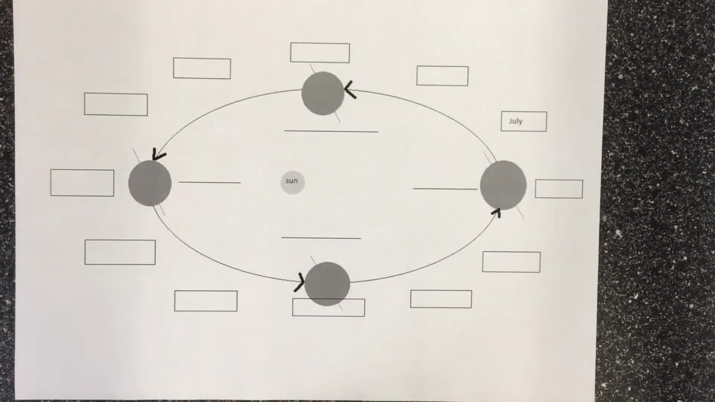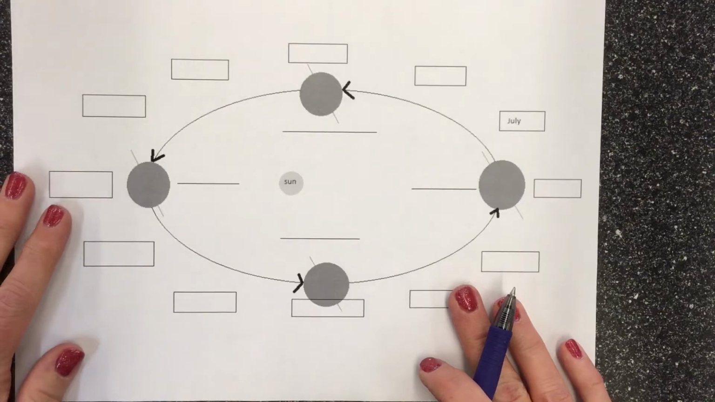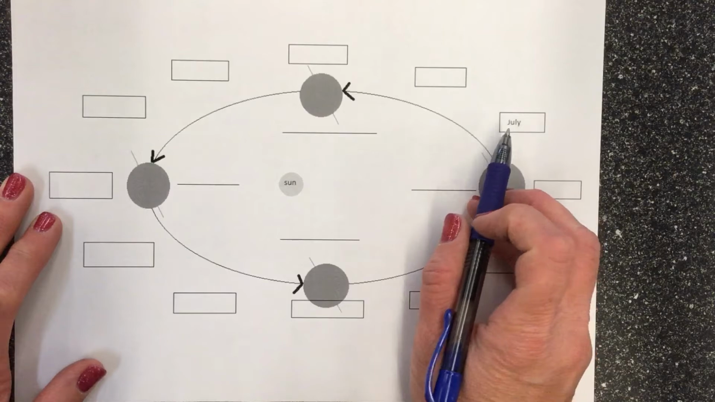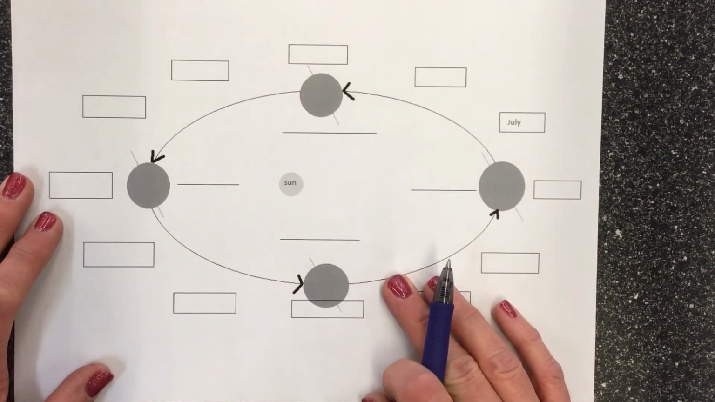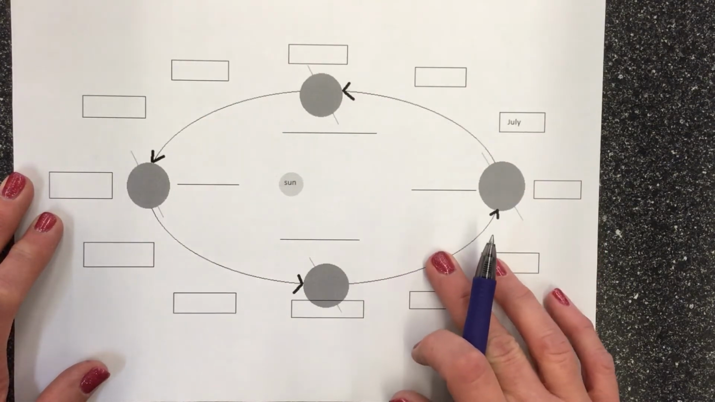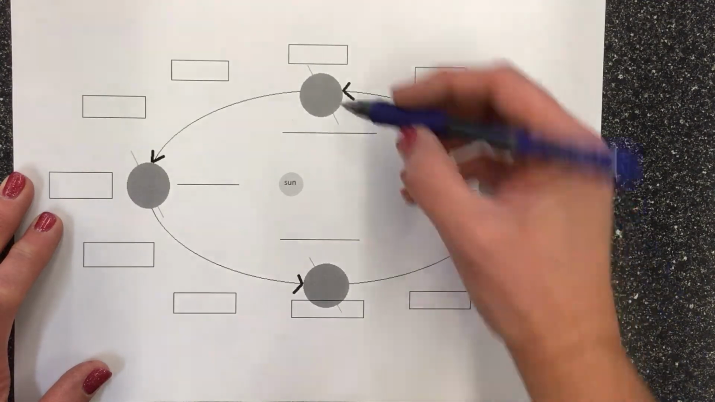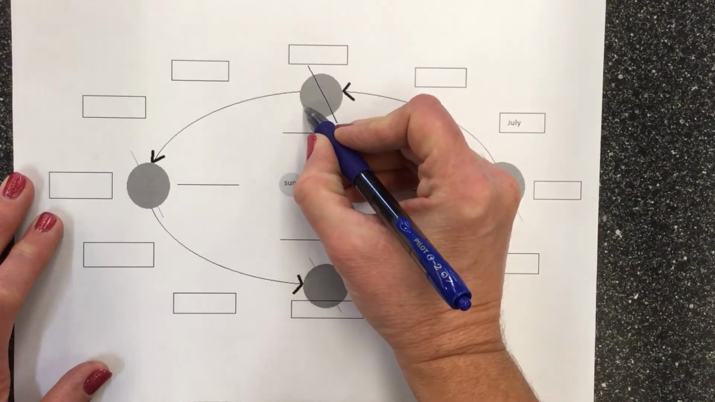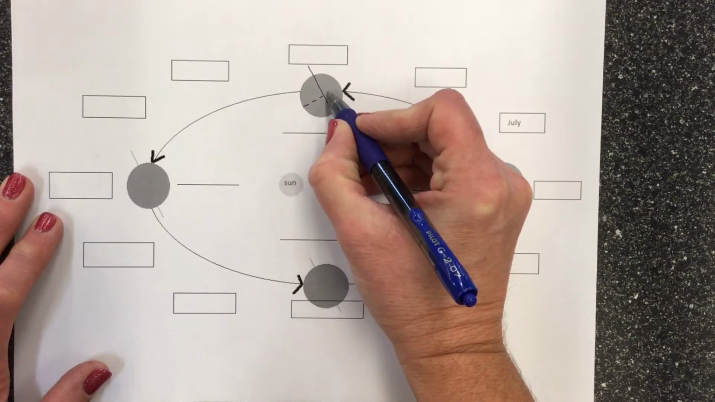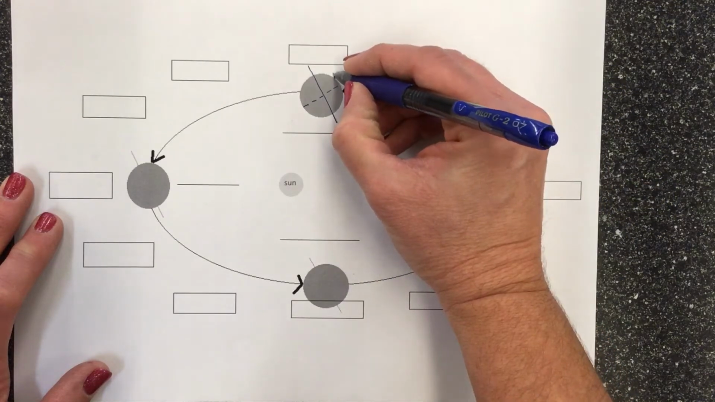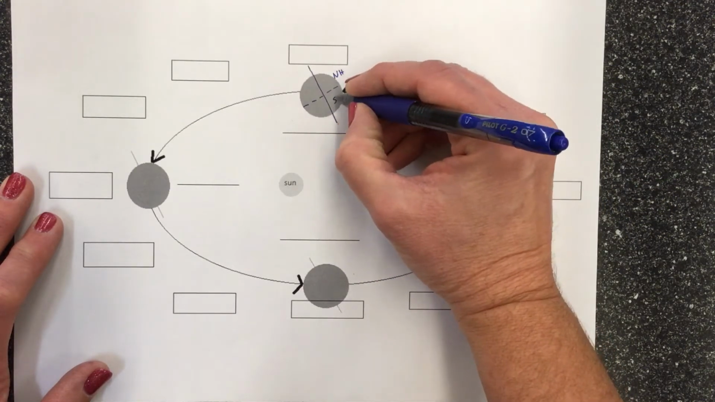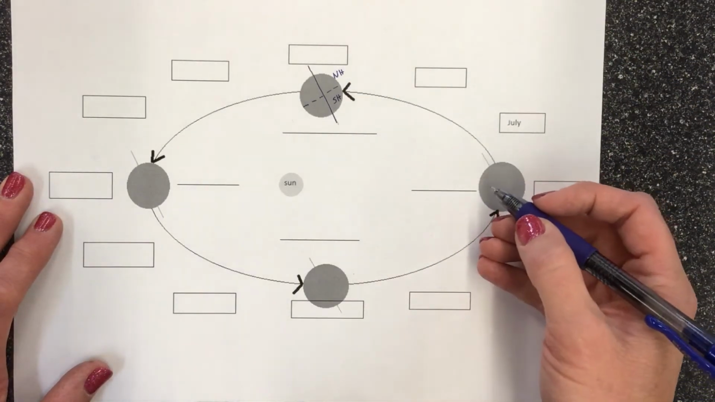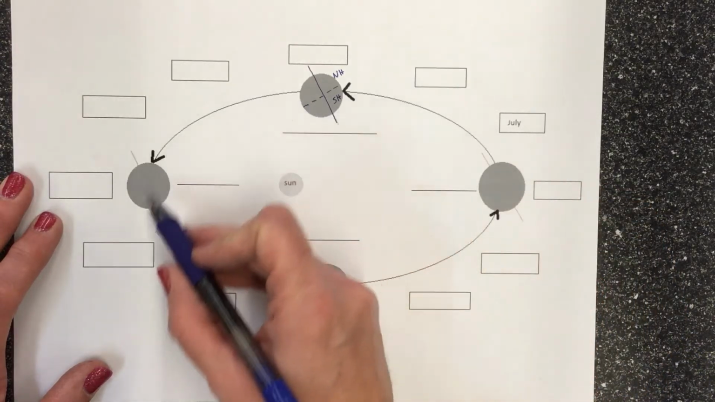Hey students, so today we're going to be filling out your seasons notes. What you're going to do with this page is start right here with July. What you're looking at is a setup of how the Earth looks as it travels around the sun. You'll notice that each one of these Earths has an axis, and I want you to draw in your equator on each one of these and indicate the southern hemisphere and the northern hemisphere, okay? We'll start here with July, and we're just going to continue counterclockwise around the sun.